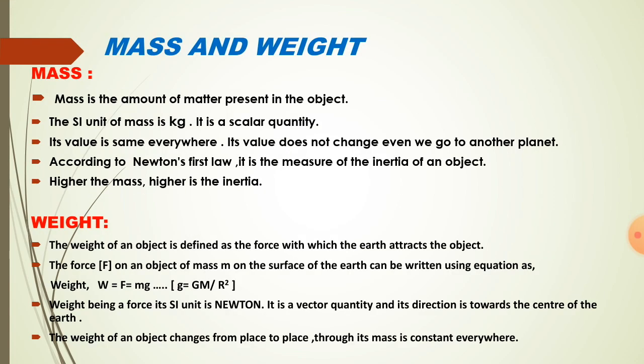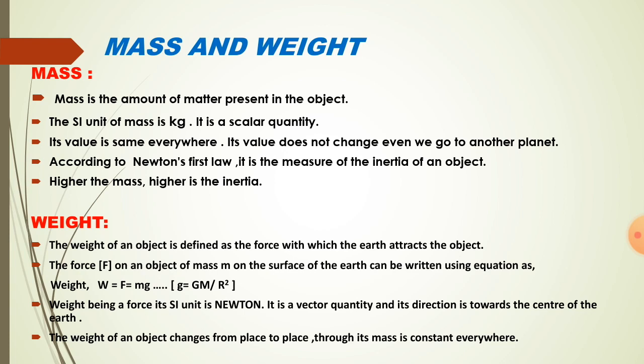Okay, mass and weight. What are these two terms? What is the meaning of these two terms? So mass is the amount of matter present in the object. Its SI unit is kg, and it is a scalar quantity. That means it is a physical quantity that has only magnitude. For example, mass and electric charge. It doesn't have any direction. Its value is the same everywhere. Its value does not change even when we go to another planet.